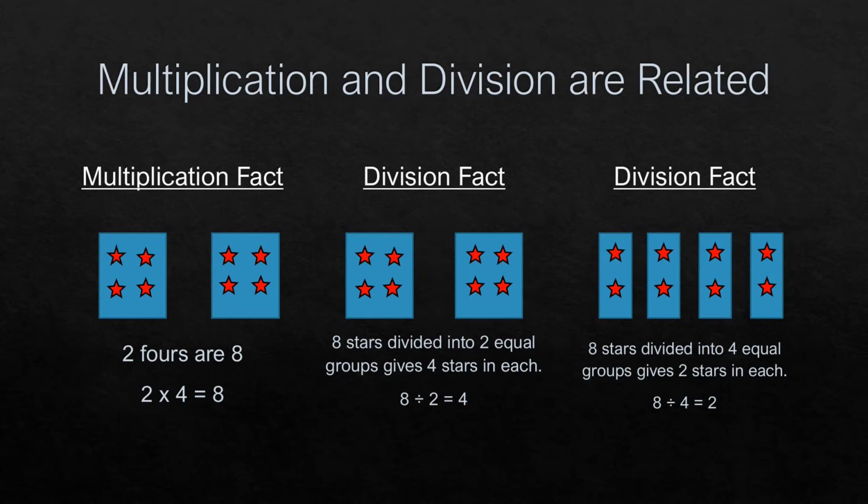Multiplication facts give division facts. We use multiplication table to do division sums. Look here, 2 multiplied by 4 is equal to 8. 2 4s are 8. Here in division fact, 8 divided by 2 is equal to 4 or 8 divided by 4 is equal to 2. So relation is there.